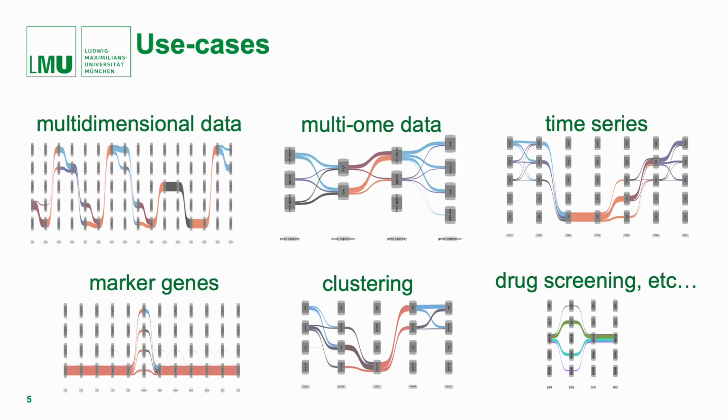These changes can be interesting in various scenarios: as multi-dimensional data, where the same technique is measured in many different conditions; multi-omic data, where we have different types of signals, for example ATAC-seq peaks and gene expression; time series, where we have a recurrent pattern over time; or many more, like marker genes, clustering, drug screenings.